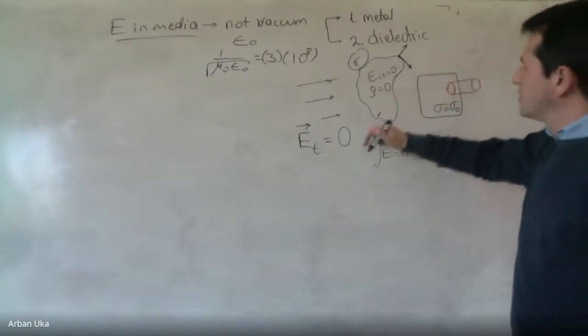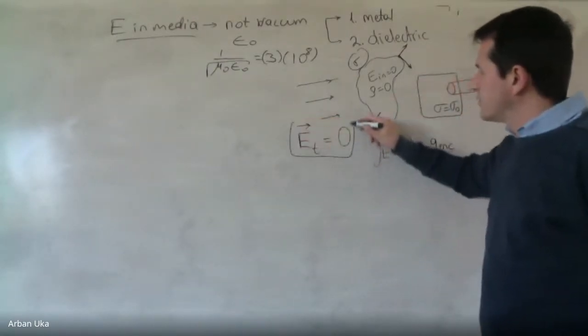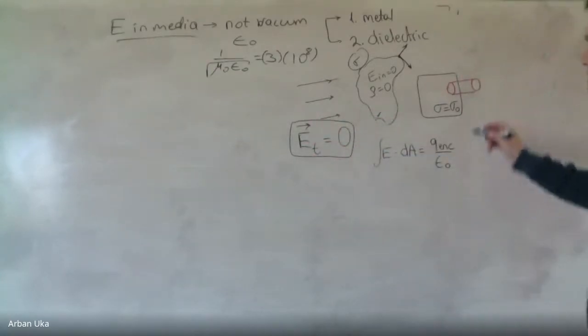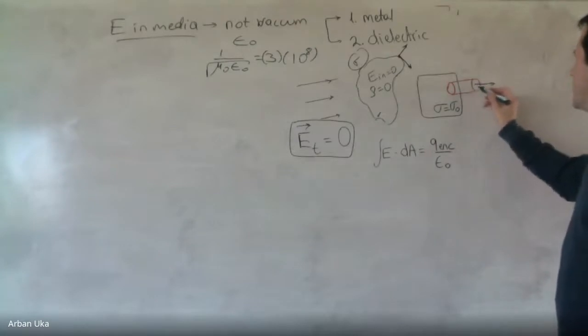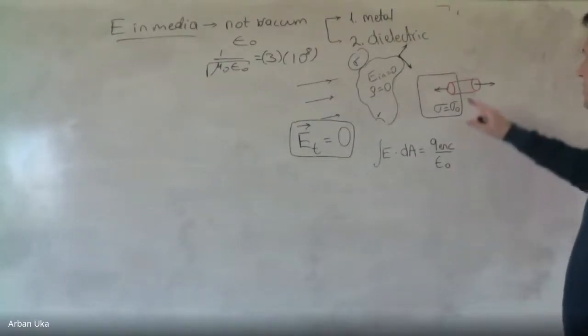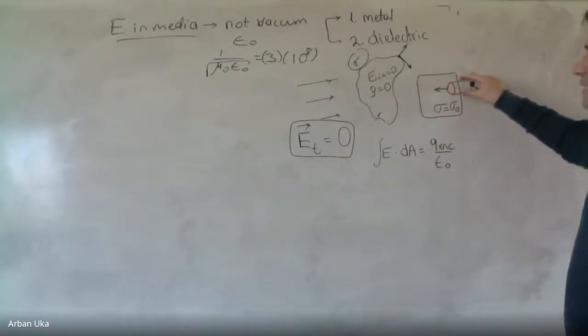We can even take this one for granted, that the tangent electric field is equal to zero, which means that the electric field here is only in these directions, okay? Which means perpendicular to the surface of the metal. So in this case, let's look at this Gaussian surface.